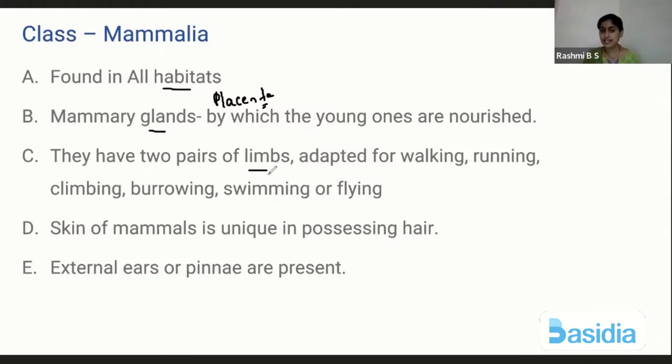And they have two pairs of limbs for walking, running, climbing, and so on. And the skin of mammals has hair. This is another important character. Mammary glands, hairs on skin, and external ears, pinna. The external ear is called pinna. These three are important characteristics of mammals. And other than these, children, to mention a few, mammals are warm-blooded animals, right? And they have a four-chambered heart, right?